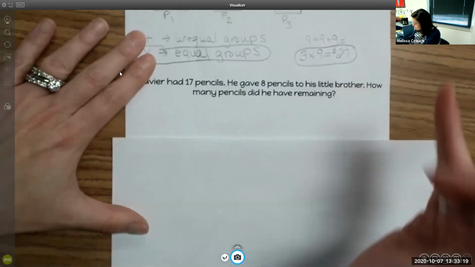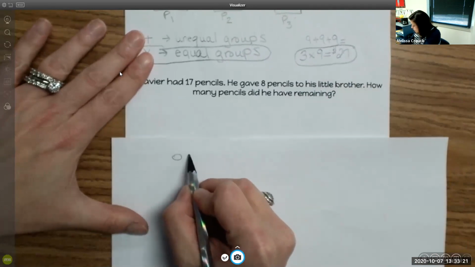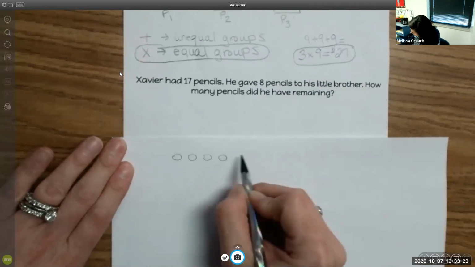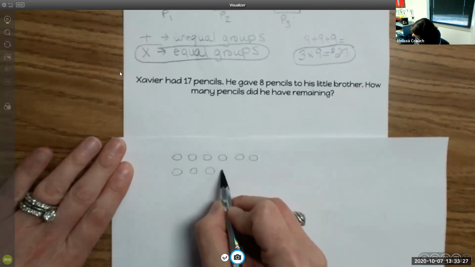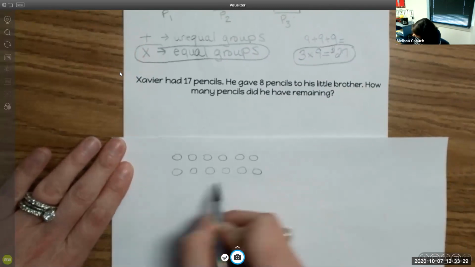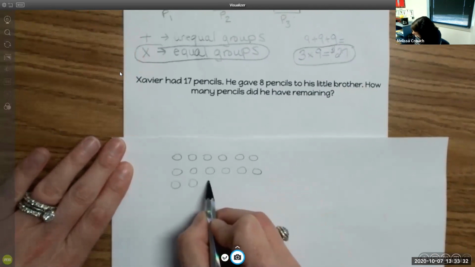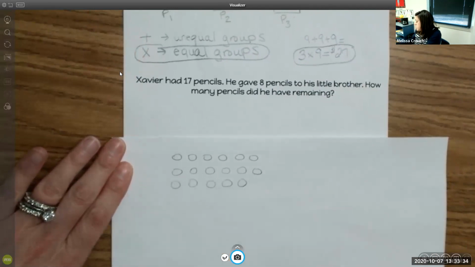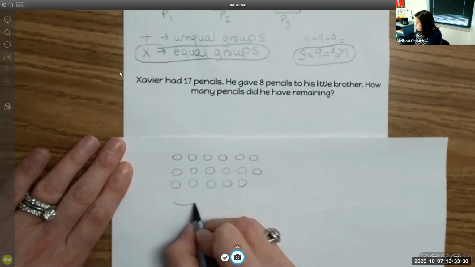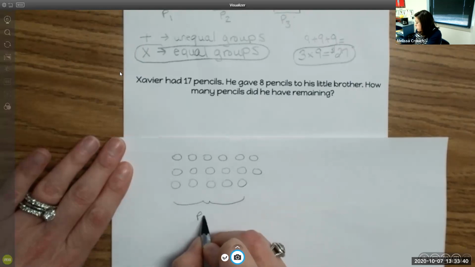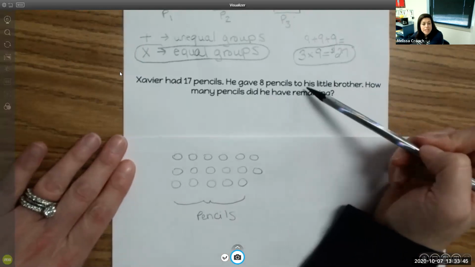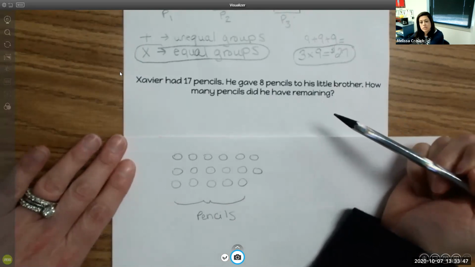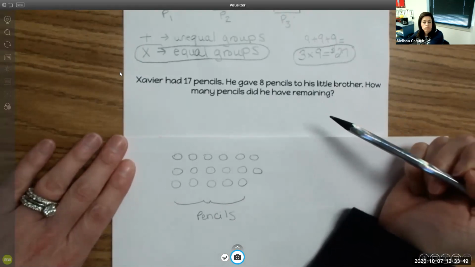Okay, here we go. 1, 2, 3, 4, 5, 6, 7, 8, 9, 10, 11, 12, 13, 14, 15, 16, 17. So these are my 17 pencils, okay? So those are all my pencils. My next sentence says, he gave 8 pencils to his little brother.